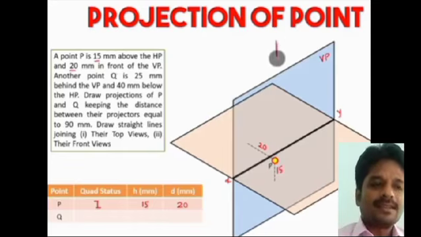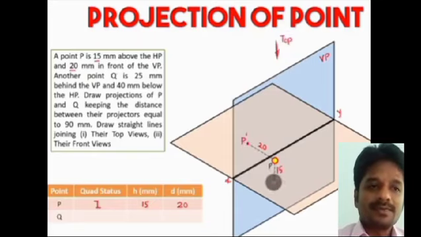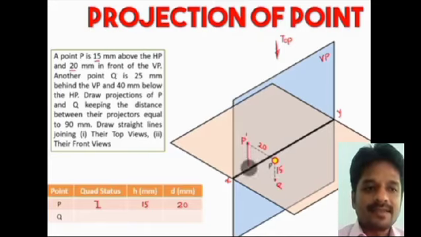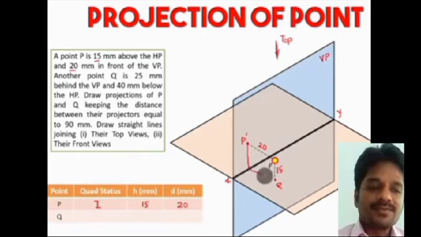Irrespective of the quadrant, both the front view and the top view will look like this. The notation that falls on the vertical plane, that is the front view, will be marked with P dash, and with respect to the horizontal plane we are going to mark it with P. Now I am tracing the points P dash and P with reference to the reference plane. A line has been drawn. Since the point lies 15 mm above HP and 20 mm in front of VP, the line has been marked.